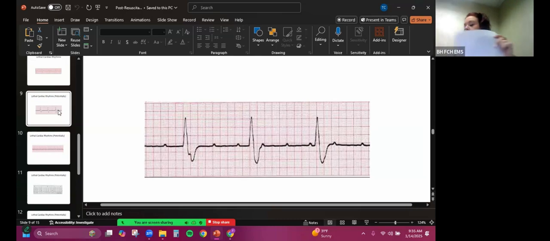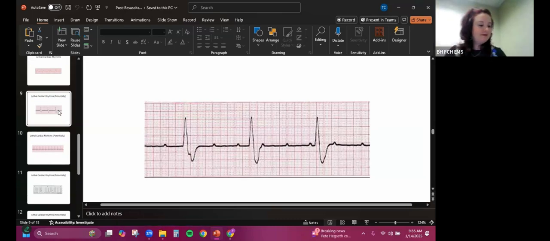Oh, that's easy. Third-degree block. But do you want to know why it is, other than just that it is? Your QRS waves march out and your P waves march out, but there's no association between the P wave and the QRS. They're divorced. Okay, if you want to look at it that way.